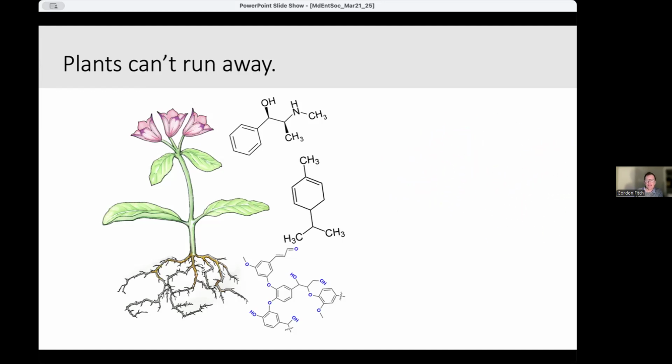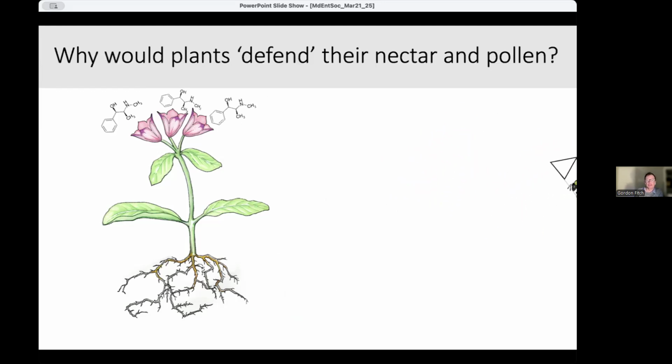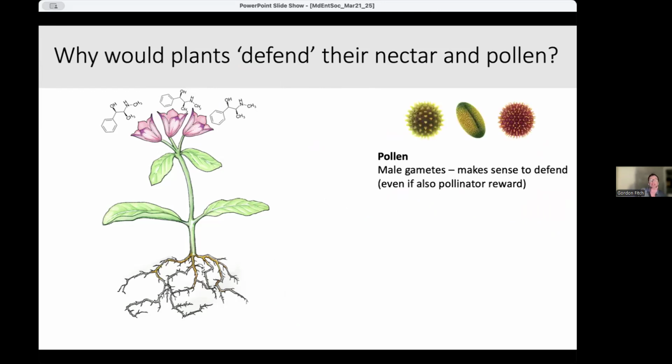But given that, it's actually a bit of a puzzle that we find all of these chemicals in pollen and nectar, right? Pollen and nectar we think of as rewards for bees. So why would plants be sticking these toxic compounds into pollen and nectar when it seems that their intention is to deter bees from eating them? I should maybe clarify this a little bit.